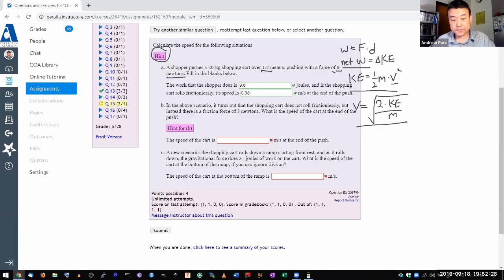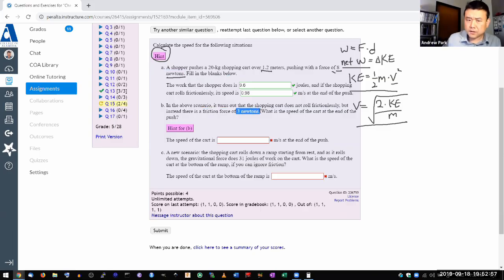Okay, so in part B, the important thing to recognize is that it's changing the setup. So some things are remaining the same. The force that the shopper is applying didn't change. But now it's saying that's not the only force. There's a friction force acting on the cart also. And there's that 3 Newton of force.